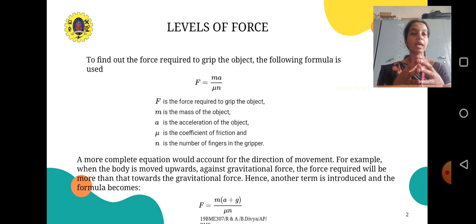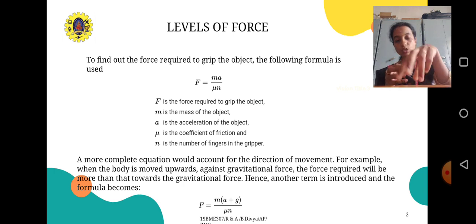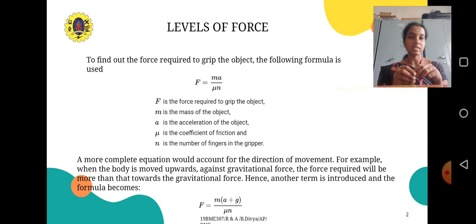F is equal to m a divided by mu n. F is the force required to grip the object. M is the mass of the object which is to be picked. A is the acceleration of the object. Mu is the coefficient of friction, and n is the number of fingers in the gripper. According to the fingers, the object is to be designed; according to the object, the fingers are to be designed. Including gravity, F is equal to m times (a plus g) divided by mu n.